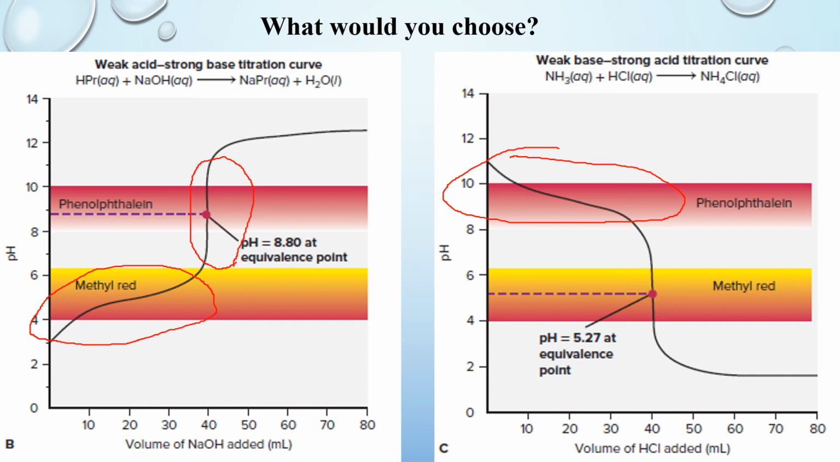So for the same reason, because the addition of the acid doesn't change the pH rapidly, phenolphthalein will not be a good indicator for this titration. But for methyl red, because it covers the equivalence point, and the change of color will happen in this region, we say methyl red is a good choice. Right, so I hope you get the right answer.